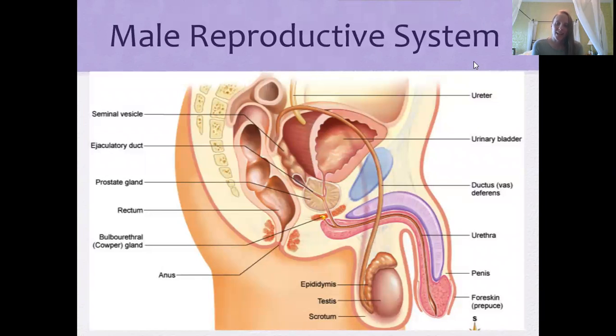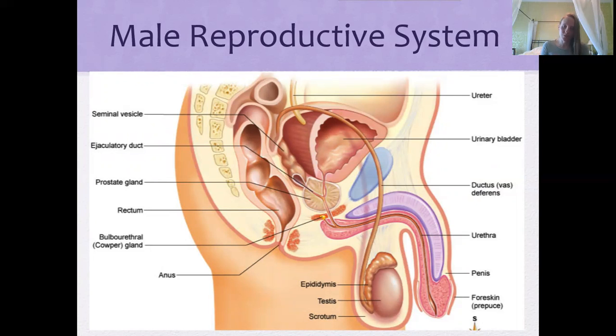This is our diagram of the male reproductive system. Pretty much everything that is on here you should be able to identify, though you don't have to be able to pick out the foreskin or the anus on a diagram. And the ureter and the urinary bladder are really just useful to identify so that you don't get them confused with some of the other structures that are on here.